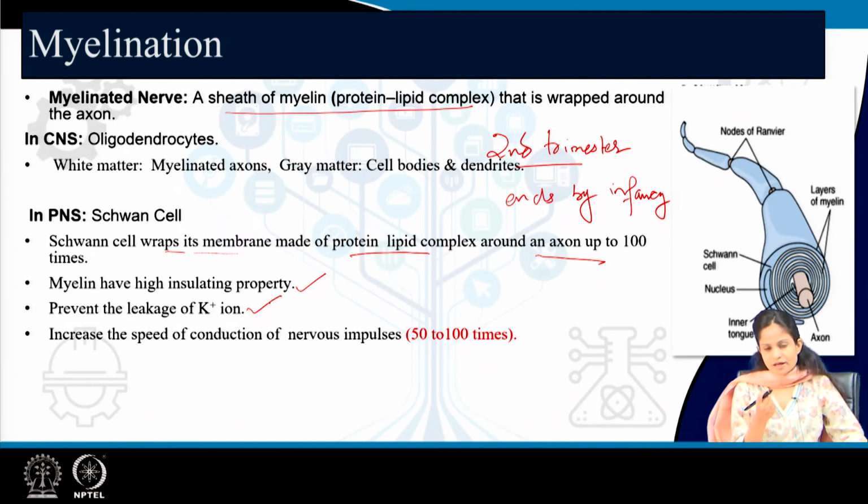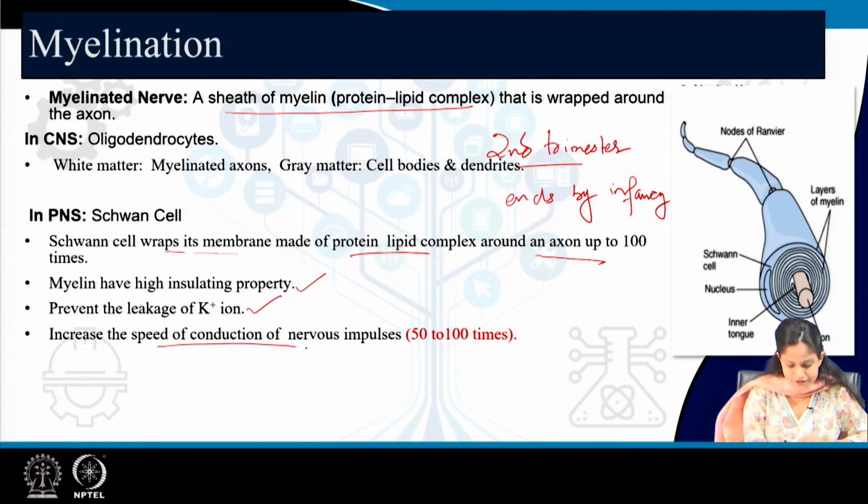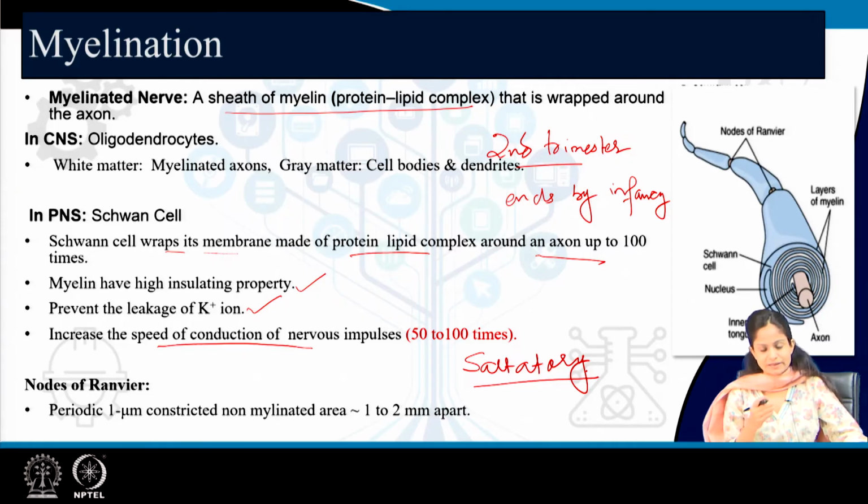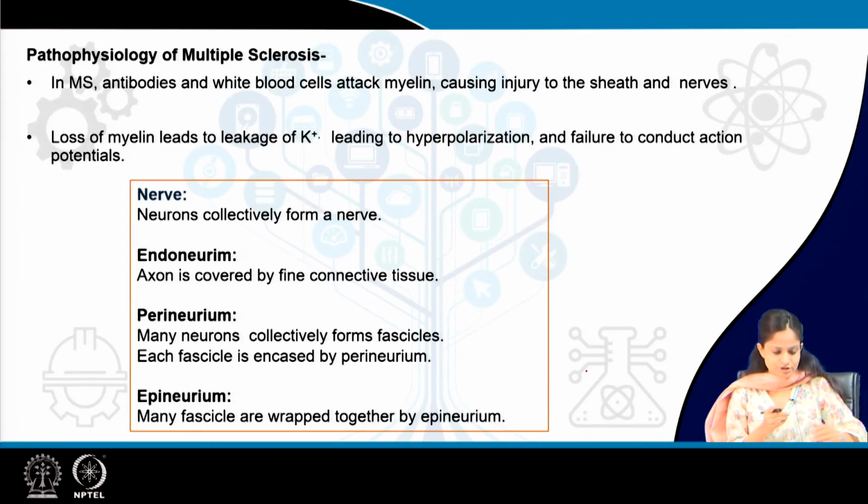As I told you, in between two Schwann cells, you have nodes of Ranvier. The nodes of Ranvier contain the highest number of sodium channels. Whenever there are more sodium channels, obviously the impulse will get transmitted at a very high speed. So whenever there is myelination, the speed of conduction increases 50 to 100 times. And this conduction is known as saltatory conduction. This is specifically present in myelinated nerves. So myelinated nerves have the highest conduction speed.